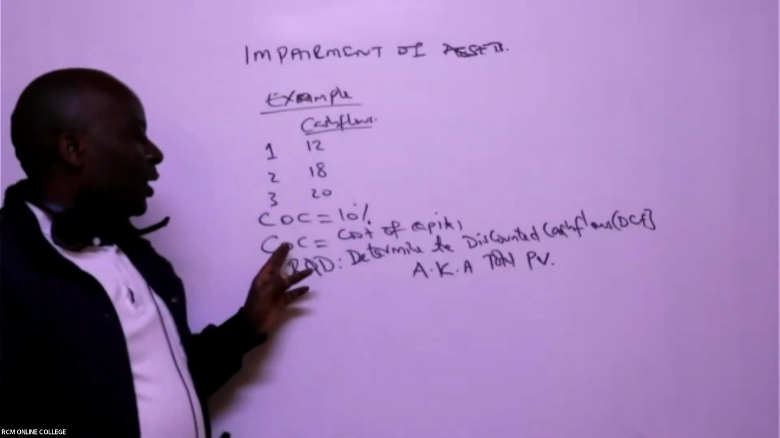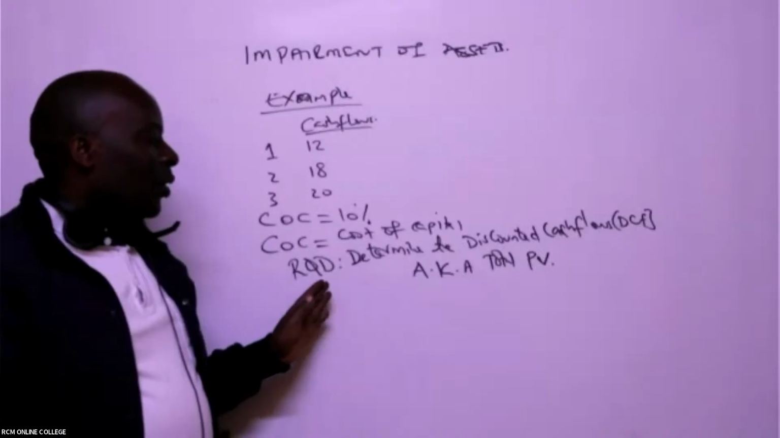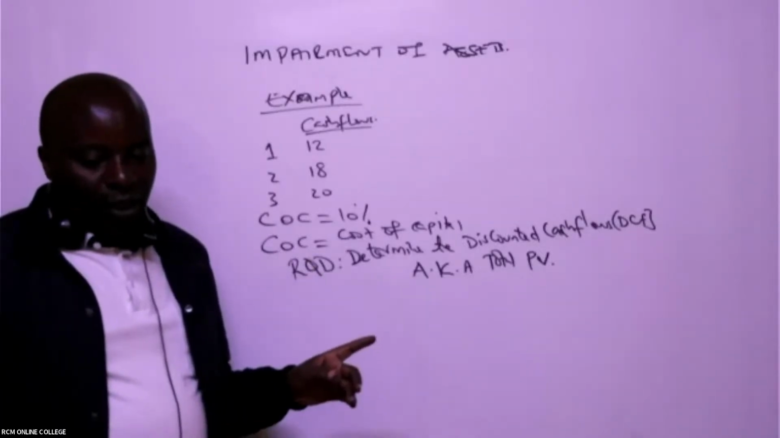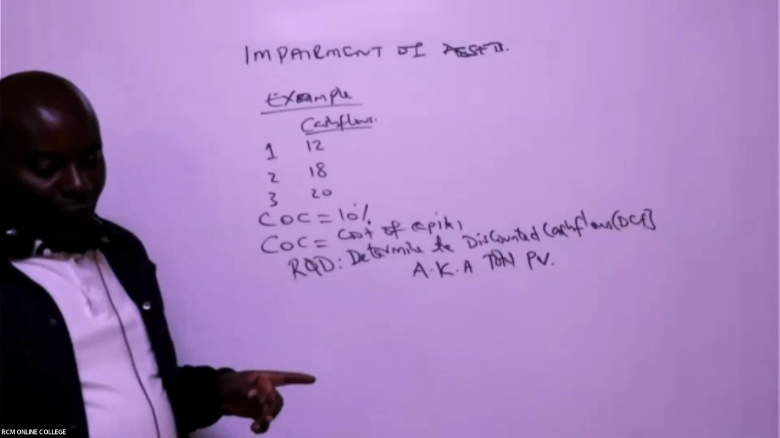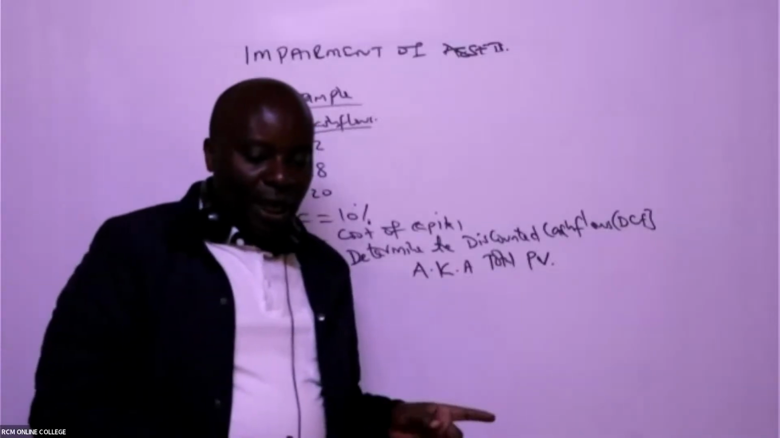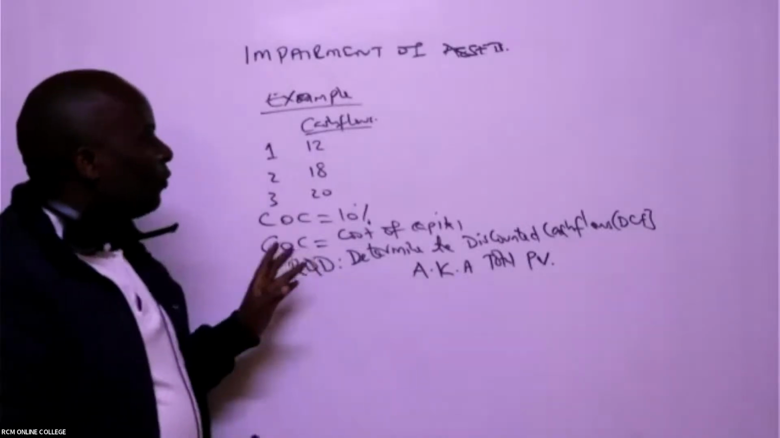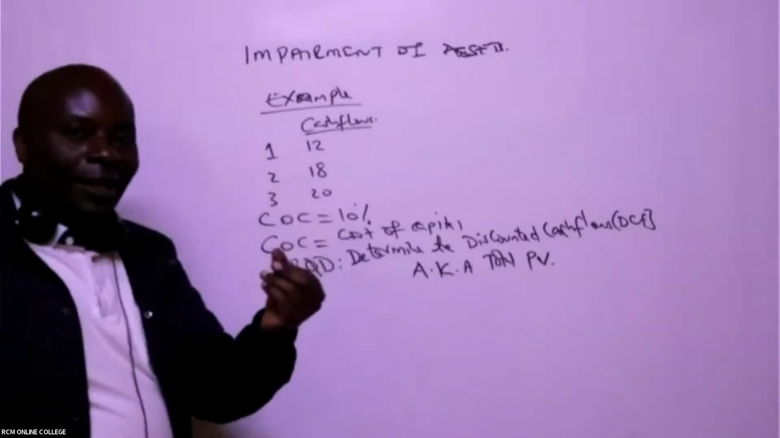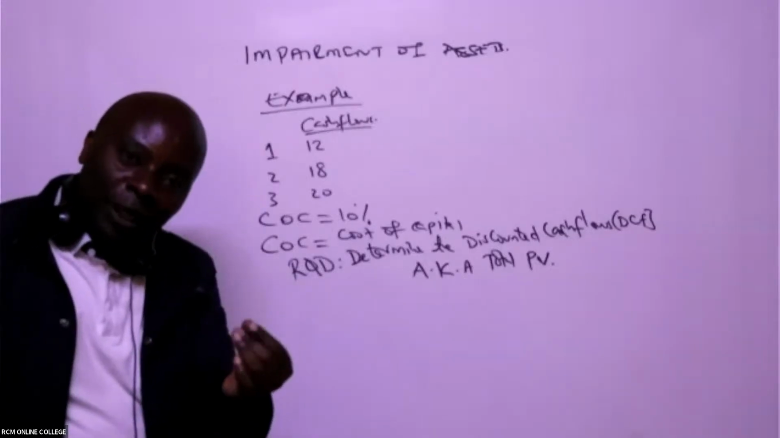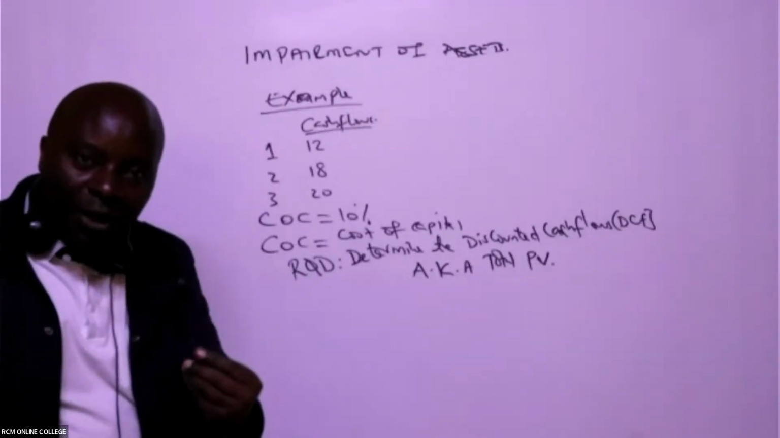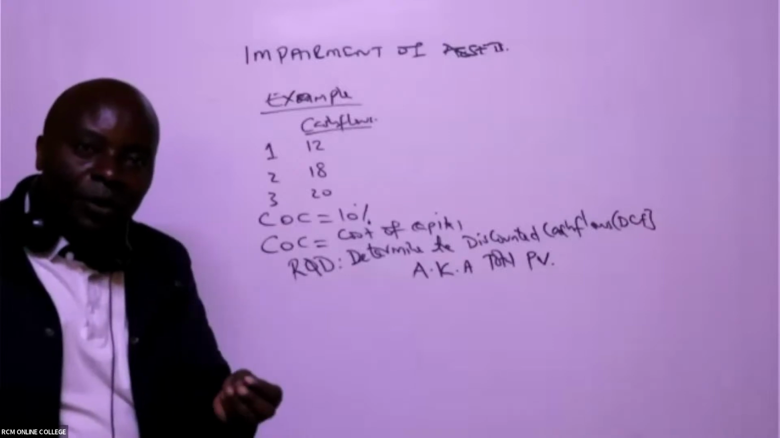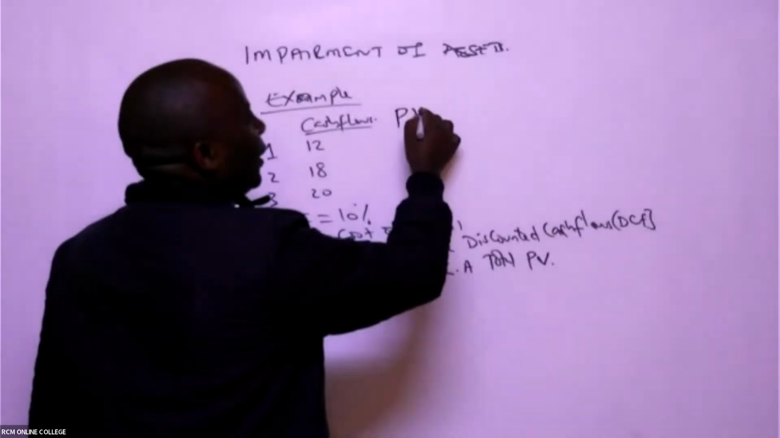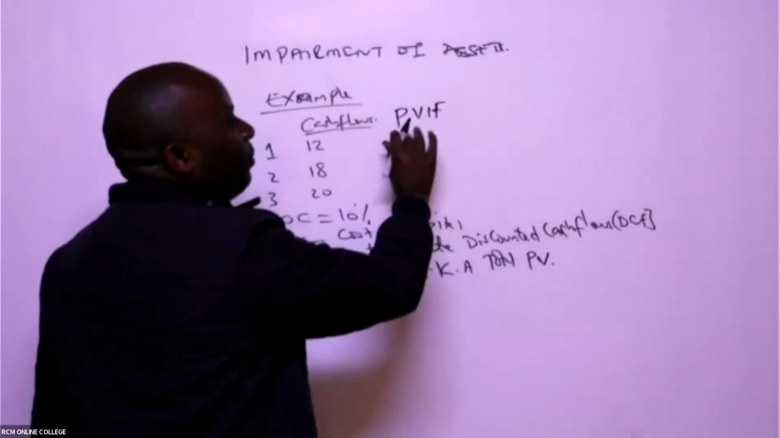And then we have here COC is cost of capital. Required: determine the discounted cash flows. So the first thing I have to recognize is that these cash flows are what type of cash flows? They're irregular. And if they're irregular, then the very first thing I need to do is to remember that for irregular cash flows, the discounting factors will be PVF. The discounting factors won't be PVFA, they will be PVF.